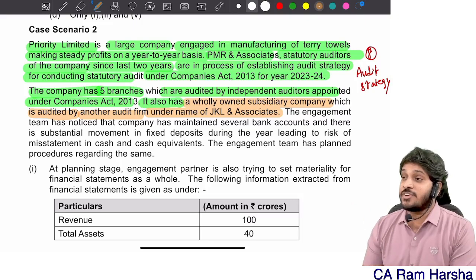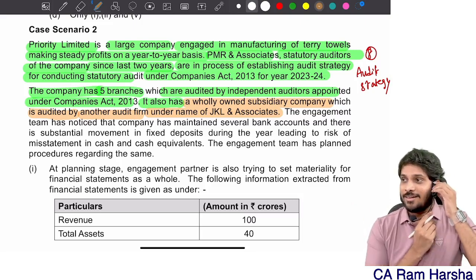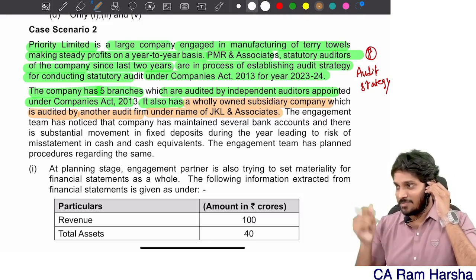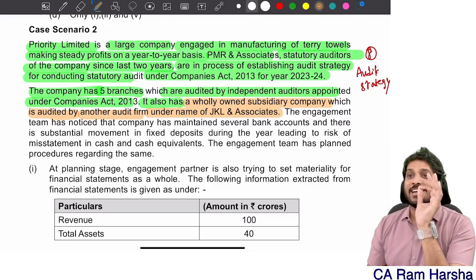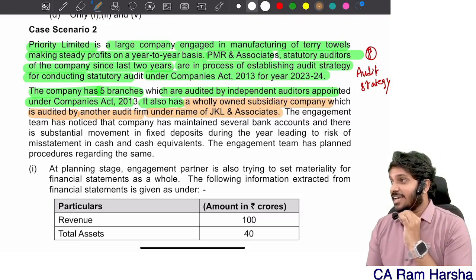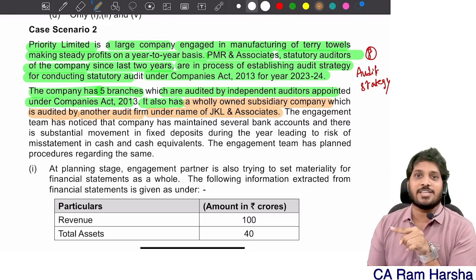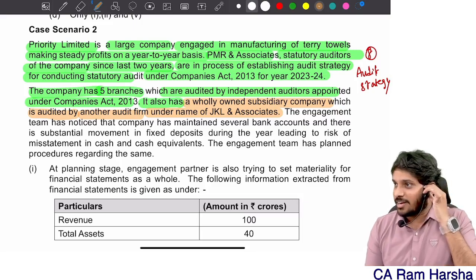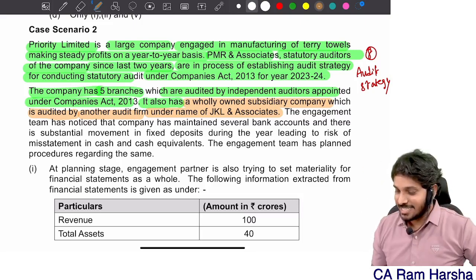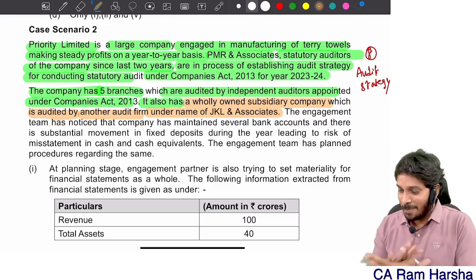Subsidiary is a component for which financials? Yes sir. Consolidated financial statements. Subsidiary company is a component for consolidated financials. Branches are a component for. Yes. Now I understood your SR.